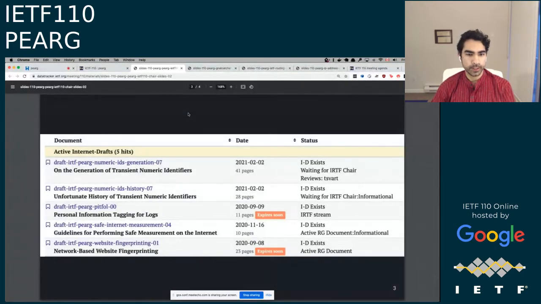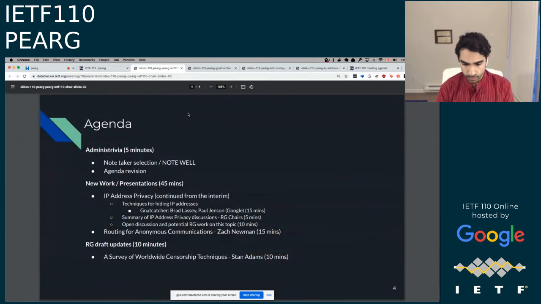I will be going over the status of the various drafts that we have. Two of our numeric identifiers drafts are right now in the IETF chair queue. They should be going to RSG last call. They passed the research group last call last year. And the rest of our drafts, a couple of them, I know the authors are working on updates. Draft censorship is actually not on here. Stan Adams from CDT will be giving a quick update towards the end of this meeting. And we did have an interim on IP address privacy in January that Chris will be giving an overview of.